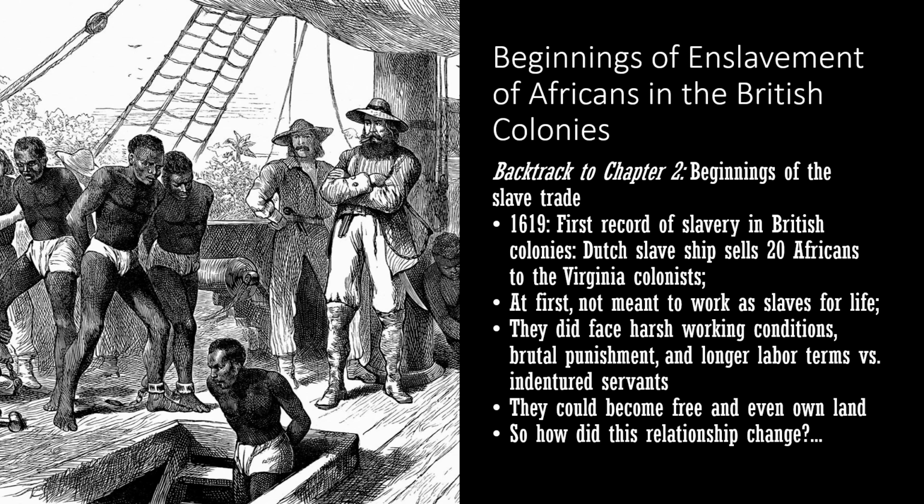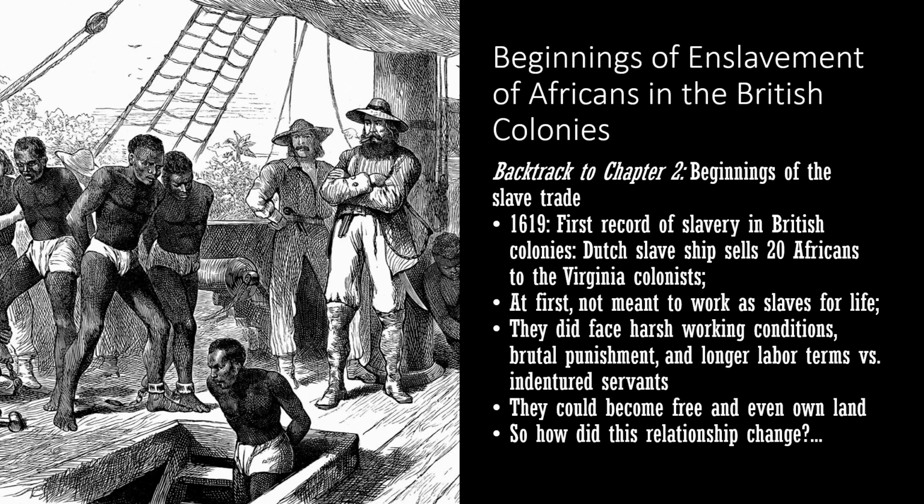Early on, we know that the first record of slavery in the British colonies, we learn about the first slaves sold to the British colonists. They were sold by the Dutch, where they sold 20 Africans to the Virginia colonists. And so there's some interesting nuances here that we learned: at first, this first group of slaves that are brought are initially not meant to work as slaves for life, and this actually goes for this very initial first wave of those who are brought to the colonies.